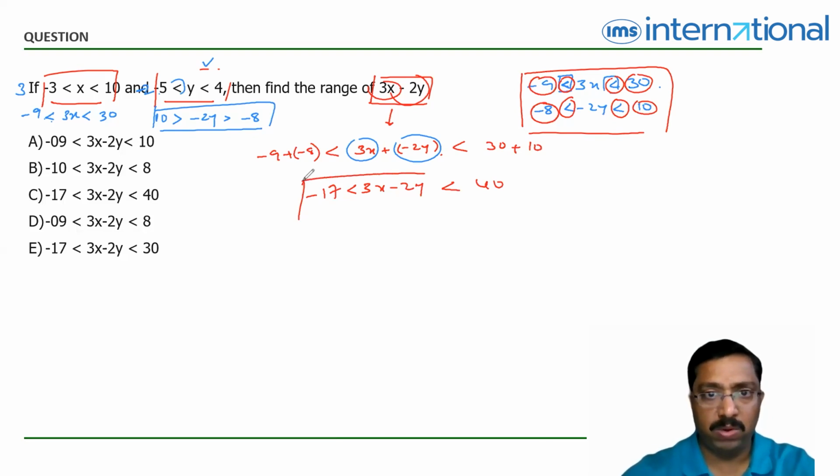Now the only task left is to pick the answer which matches this. So minus 17 and 40 must be the lower and upper limits respectively of 3x minus 2y. And that is none other than option C. So C is the correct answer.